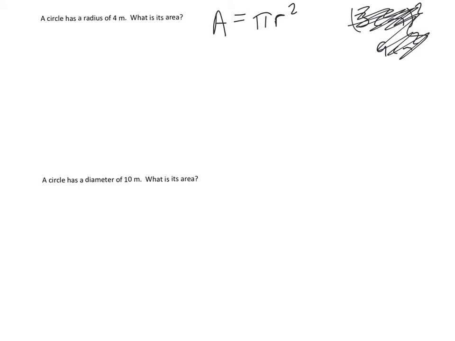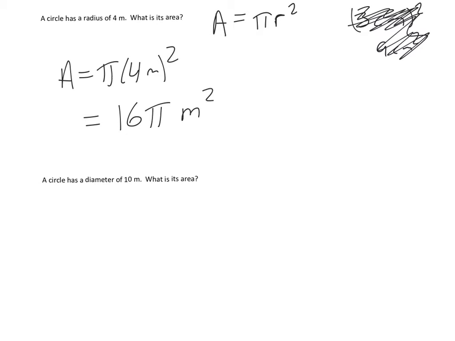So here, a circle has a radius of 4. So what is its area? It's just a matter of A equals pi times 4 meters squared. 4 times 4 is 16. So this area is 16 times pi meters squared. That's really all there is to this.